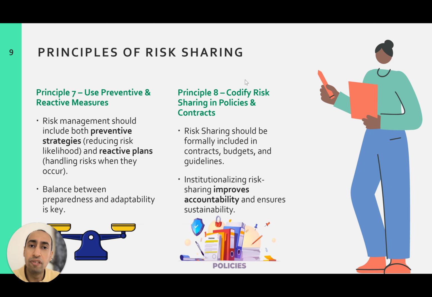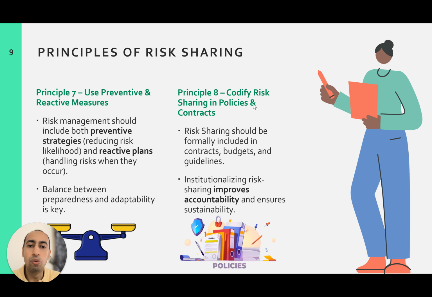Another important balance is between preparedness and adaptability. What is preparedness? Preparedness is that we make everything written, we know what we are going to do, we know who's responsible. And adaptability is the workarounds we do in case risks take place and we are not fully prepared for them. This is another important balance that we have to strike.